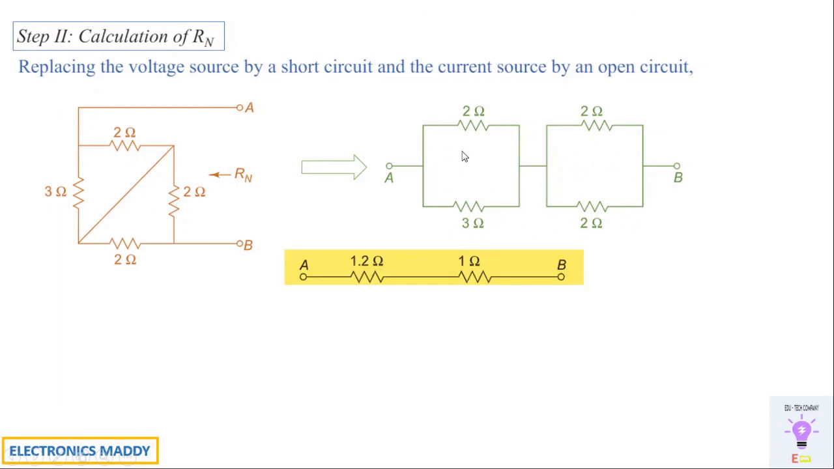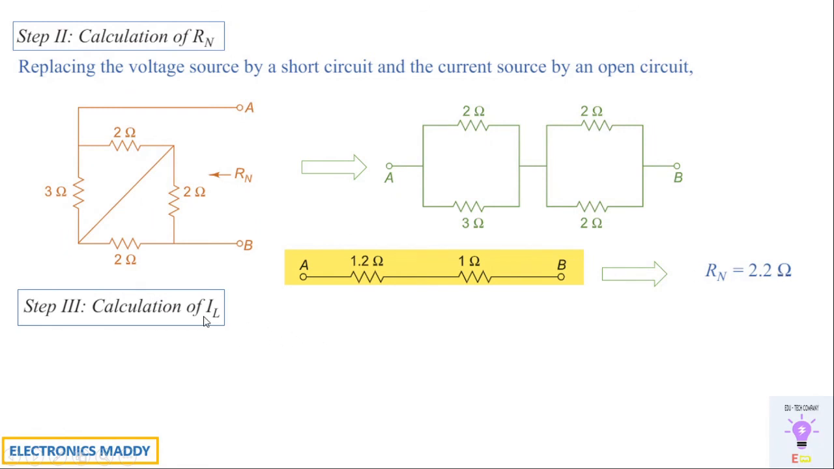2 ohm and 3 ohm are in parallel. We'll be applying the parallel connection combination formula, that is 2 into 3 by 2 plus 3. And again 2 ohm and 2 ohm are connected in parallel. We'll be simplifying that, you'll be getting 1 ohm. So these are in series combination. RN can be found out by adding these two. You'll be getting 2.2 ohms.